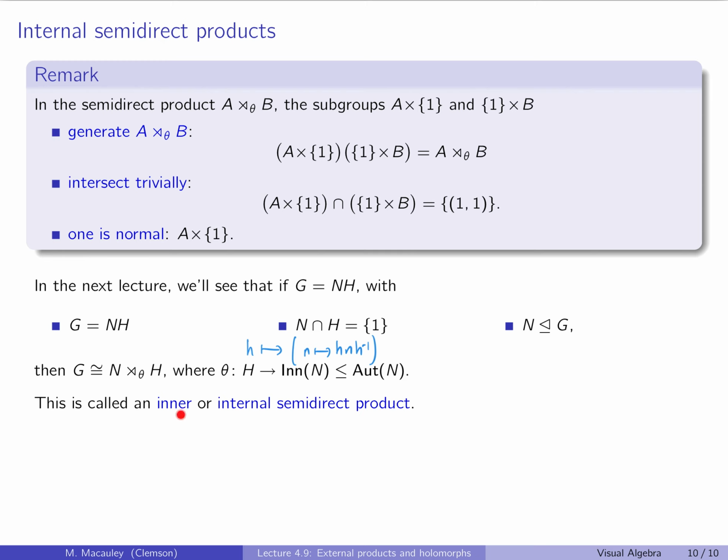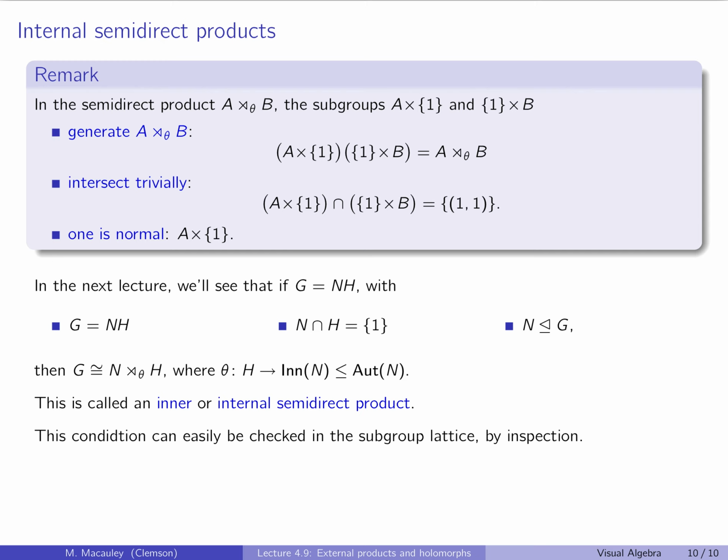And sometimes people who call this inner will call the external semidirect product the outer semidirect product, which I'm not as much of a fan of because it doesn't actually involve outer automorphisms. But a nice thing about this is that these conditions can easily be checked in the subgroup lattice by inspection.